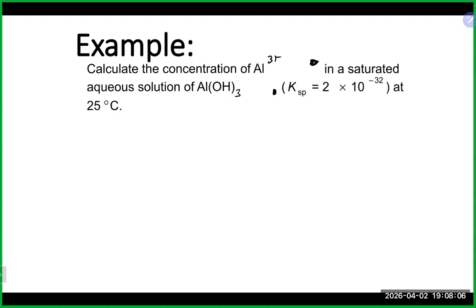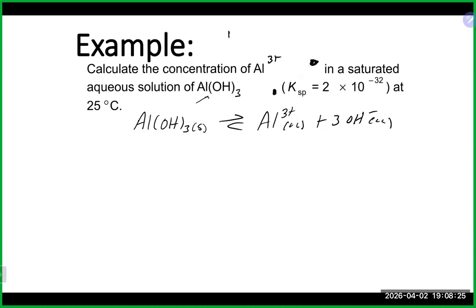The KSP is given to us. Again, we can assume this is going to be a solid. So we can set up our equation showing the dissociation into its ions, which will give us an aluminum and 3 hydroxides in this case. That's going to give us a KSP expression of aluminum concentration times the hydroxide concentration, and again, we do need to cube it because of the coefficient there. And that is going to equal 2 times 10 to the minus 32.